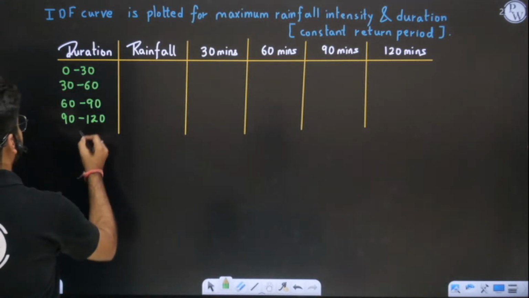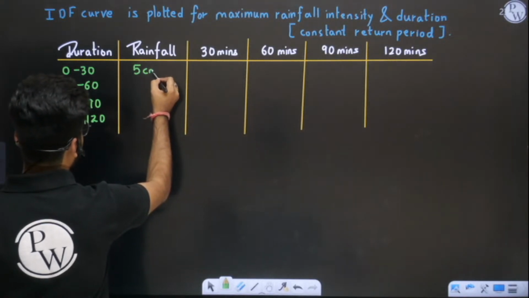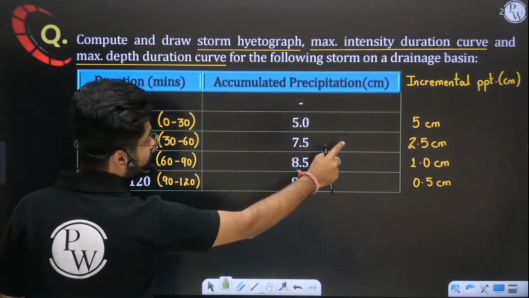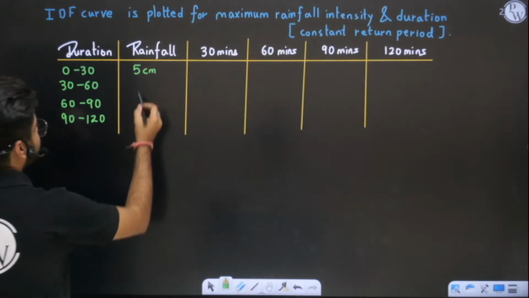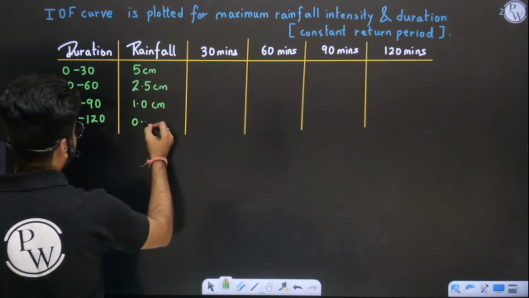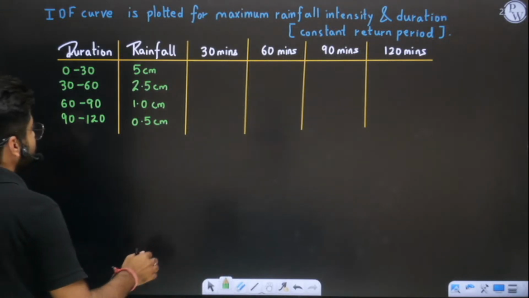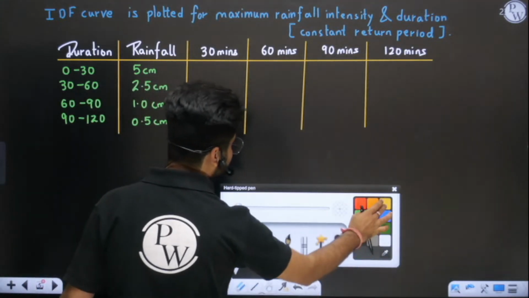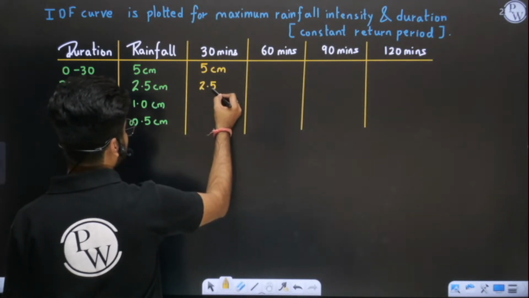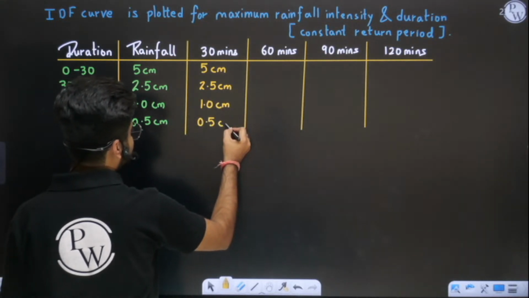So let me write the rainfall. For the first 30 minutes, we have 5 centimeter rainfall. Here we have 5, 2.5, 1 and 0.5. Okay, so if I'm talking of only 30 minute duration, let me write 30 minute duration here. For the first 30 minutes we have 5, for the next 30 minutes we have 2.5, for the next 30 minutes we have 1, and for the next 30 minutes we have 0.5.